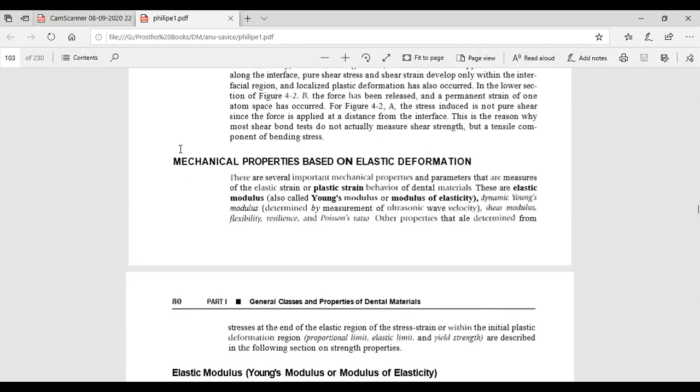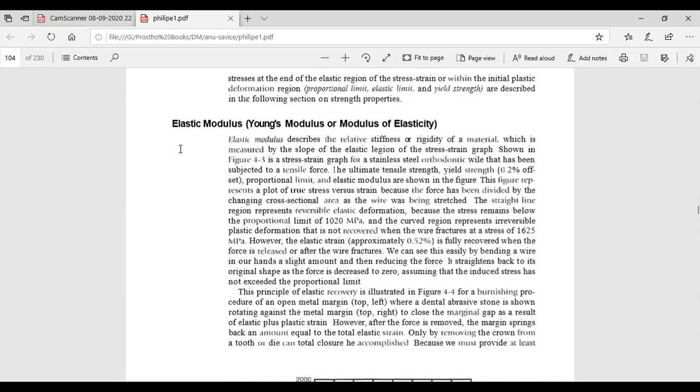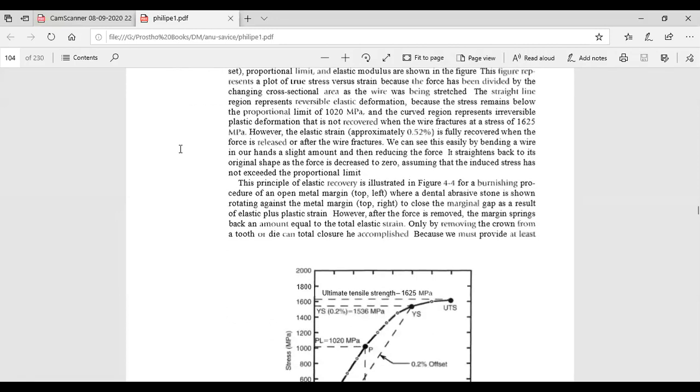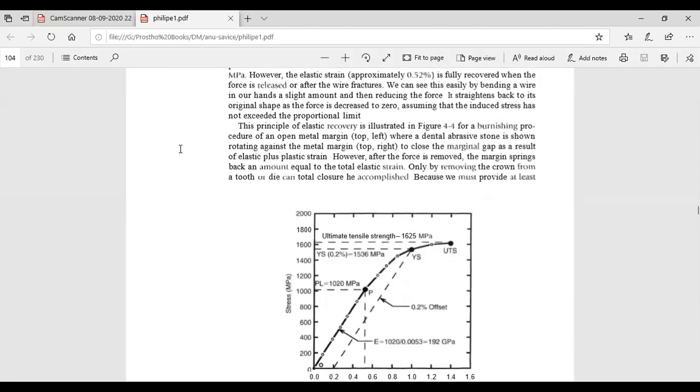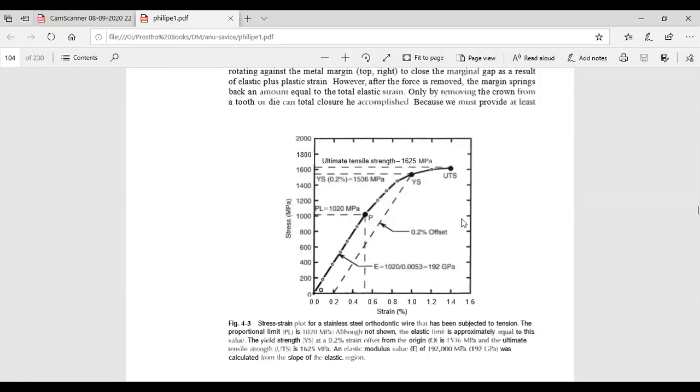Now, elastic modulus or Young modulus describes the relative stiffness or rigidity of a material, which is measured by the slope on the graph, which will explain this correctly. If you see this graph, UTS is the ultimate tensile strength, YS is the yield strength, P is the proportionality limit. Here E is the elastic modulus, or modulus of elasticity, for a certain material.